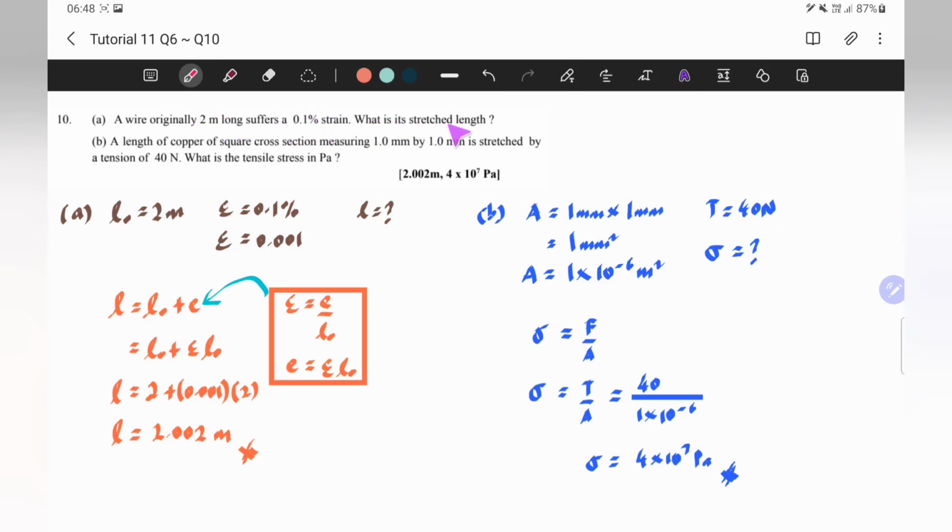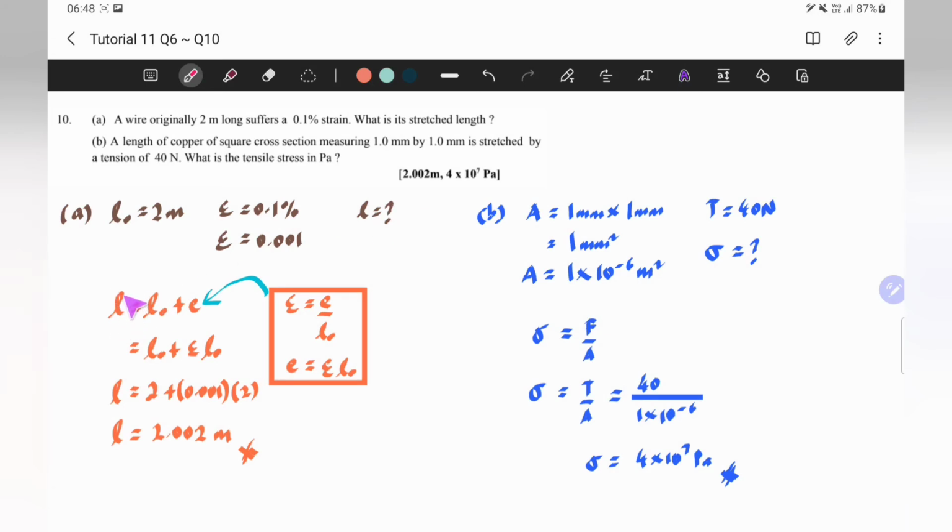What is the original length? What is the total length? What is its stretch length means the total length. So what do we have? L naught given is 2 meters. The strain given is 0.1%, which equals 0.001. We just calculate the value, which is 0.1 divided by 100, giving you 0.001, and they ask you to find the total length.